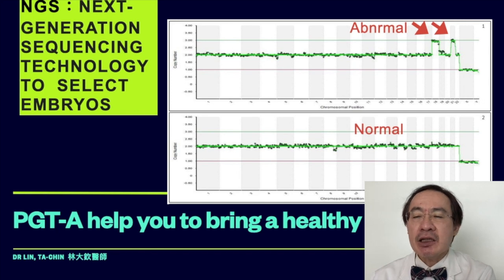On the right side of the screen, there are two results of PGT-A. In the upper one, this embryo has one extra chromosome in both the 18th and 21st chromosomes. Compared to the lower picture, it obviously has normal chromosomes in this PGT-A.